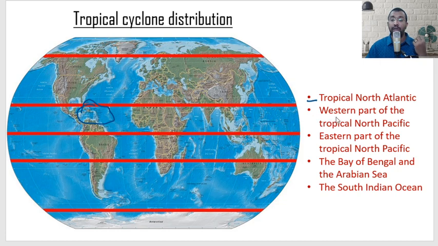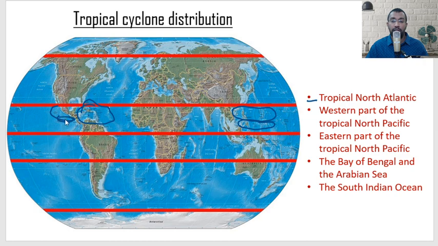They're also observed across the regions of the Caribbean islands and Cuba. They're also seen across the western part of the tropical North Pacific, across regions like the Philippines and the Fiji Islands. And then these are also observed across the eastern parts of the tropical North Pacific, across the western parts of Mexico and the Central American countries.